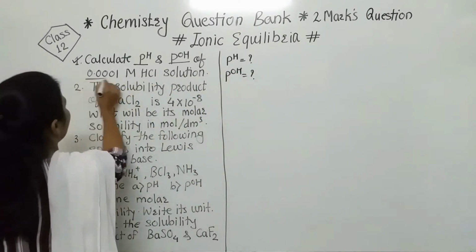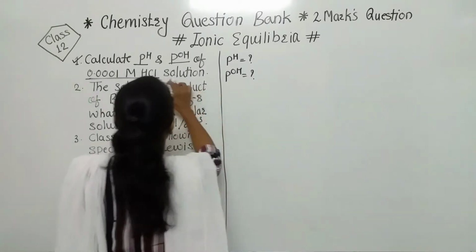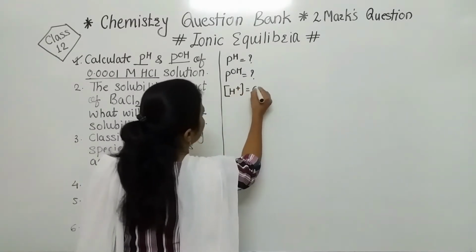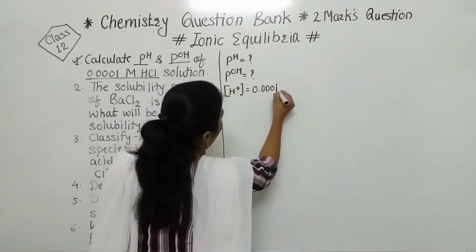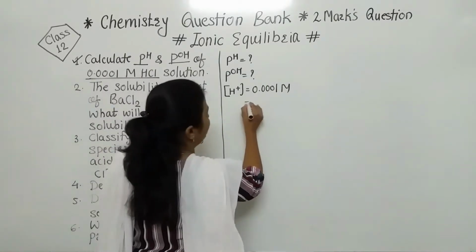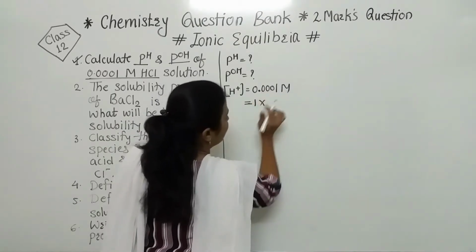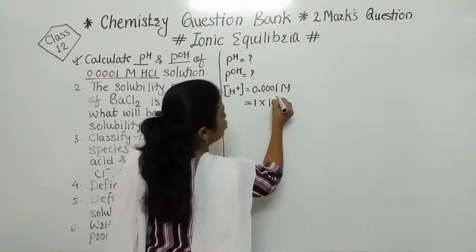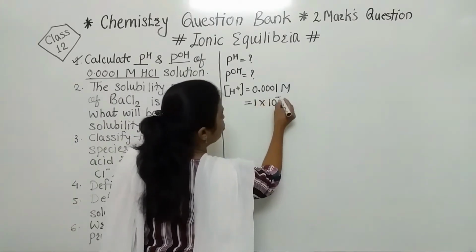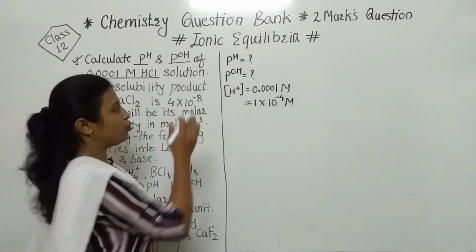Now see, they have given the concentration of HCl solution, which is the concentration of H plus ion, and it is 0.001 molar. So first we will convert it into 10 raised to power, and that will be 1 into 10 raised to minus. When we are shifting the decimal to the right hand side, we have to take 10 raised to a minus term. How many decimals are we shifting? 1, 2, 3, 4. So it will be minus 4. So here we got the given data and what we have to find out.